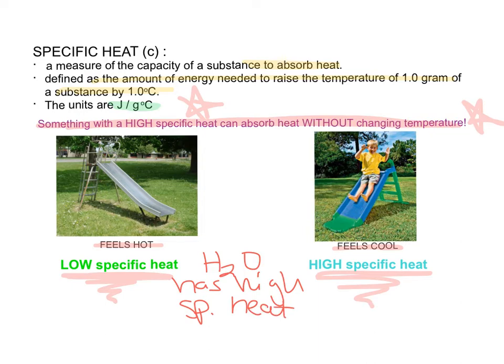So, man, that pot of water on the stove takes forever to get up to a boil, because that burner has to put a lot of joules of energy into it before the temperature is going to change. But the opposite is true too. Once you get that water boiling, it stays hot for a long time because it has to release a lot of joules of energy before the temperature goes down. So it works both ways.